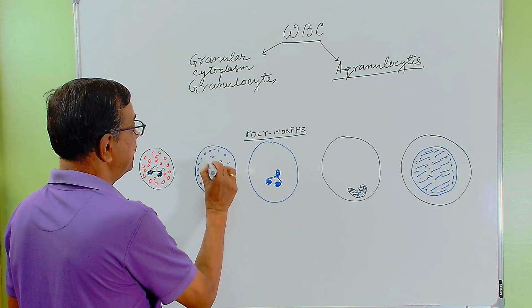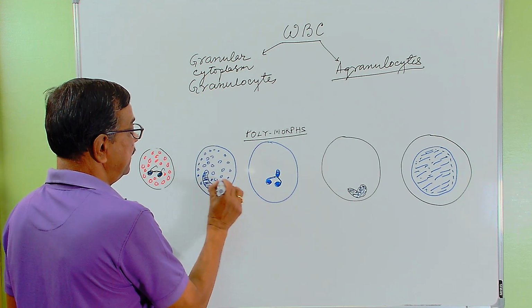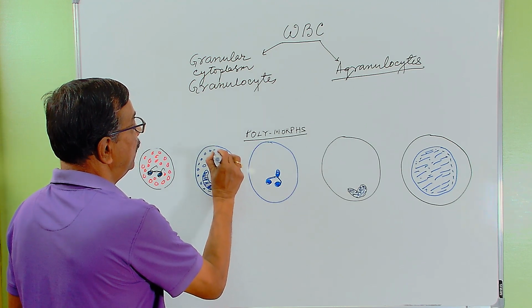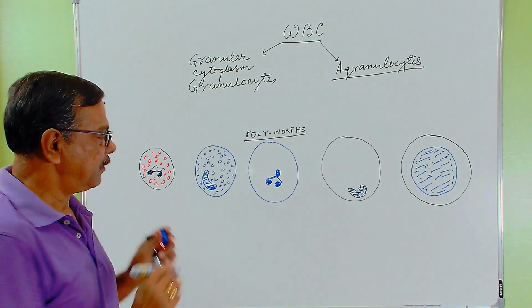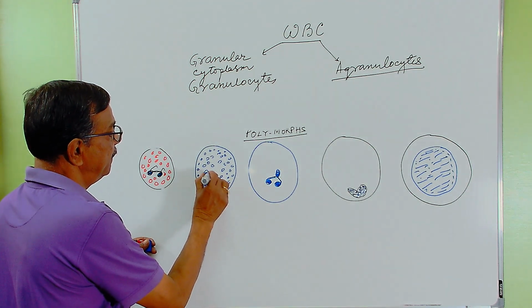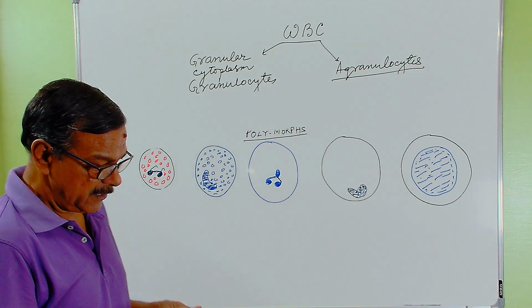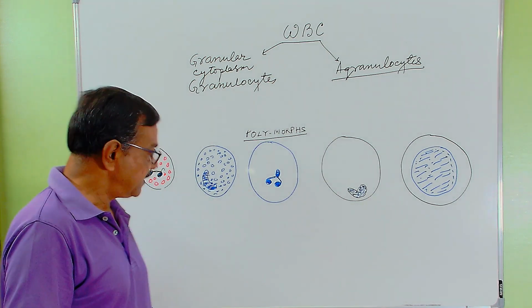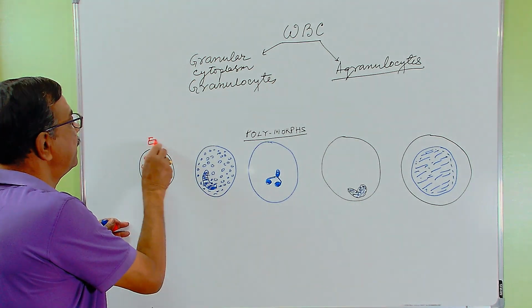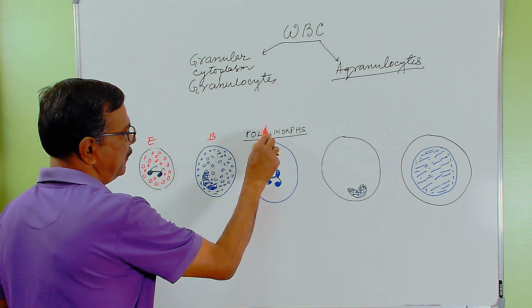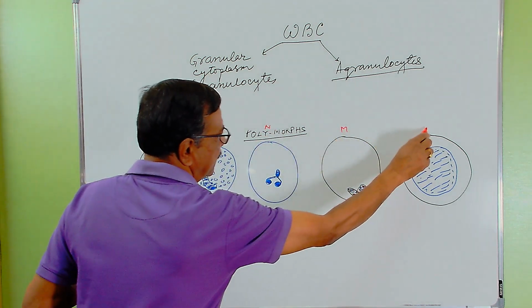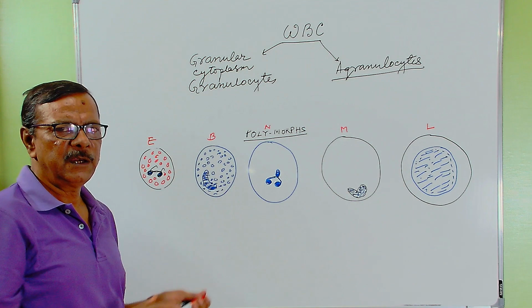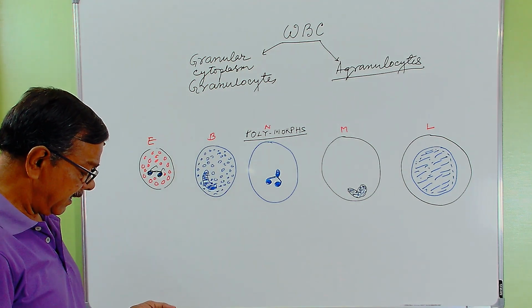And sometimes the grains overlap the nucleus. So basically, during the test, you may come across there is less basophil. This is eosinophil, basophil, neutrophil, monocyte, lymphocyte. So sometimes the granules occupy the nucleus, so you cannot see it right there.